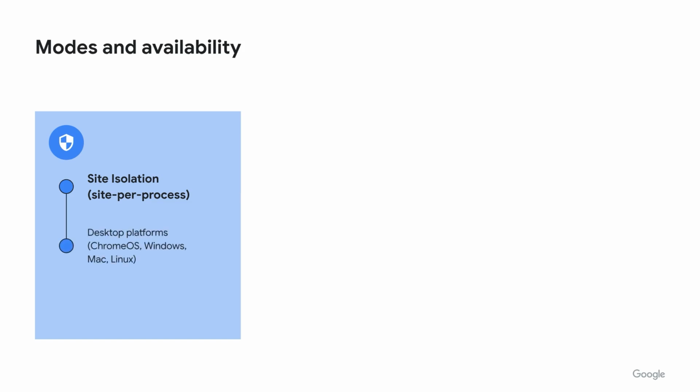Full site isolation is available on desktop platforms for Chrome OS, Windows, Mac, and Linux. In this mode, each process is locked to documents from a single site to provide all sites protection against compromised renderers and Spectre-like attacks, without breaking backwards compatibility.